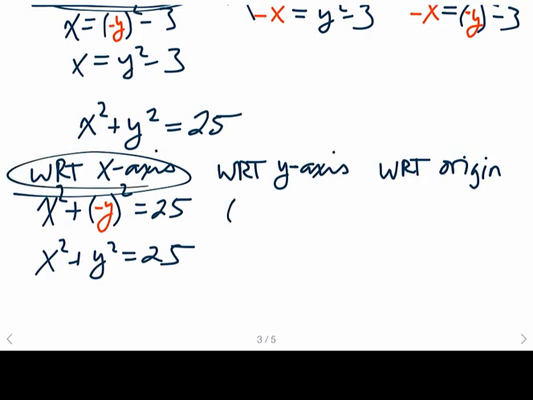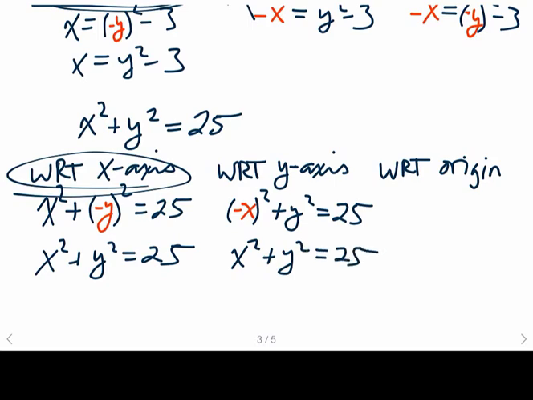Surprisingly enough, when I check for symmetry with respect to the y-axis and replace x by negative x, I again end up with something where the negative ends up going away, essentially. Negative x squared plus y squared equals 25 does indeed become x squared plus y squared equals 25, and so we also have symmetry with respect to the y-axis. Who knew?